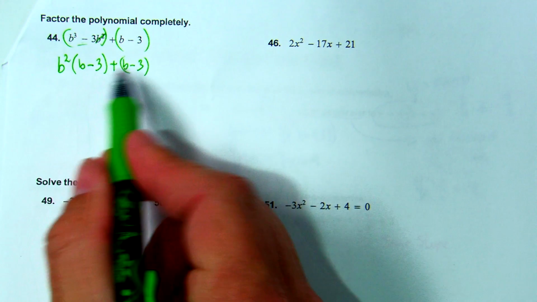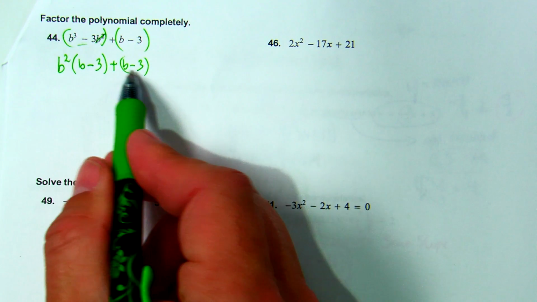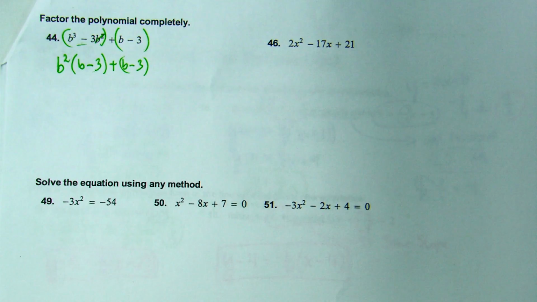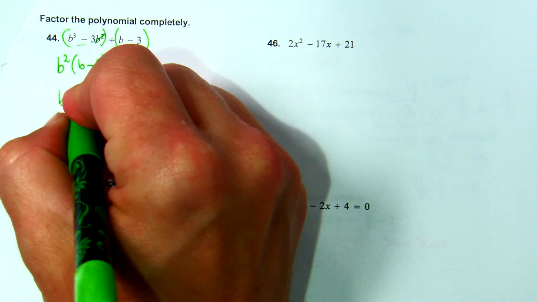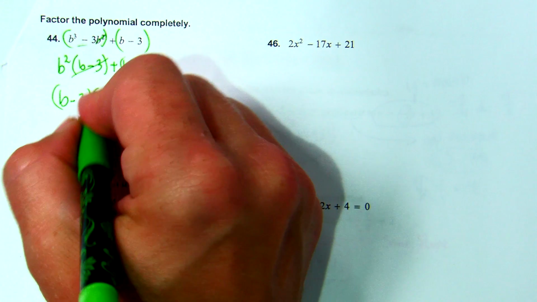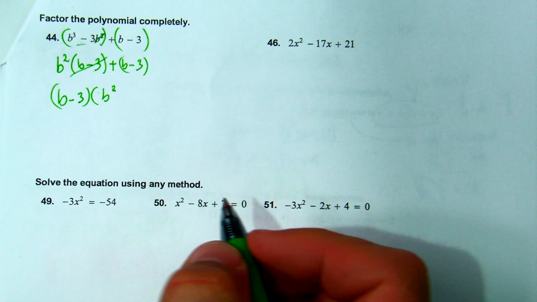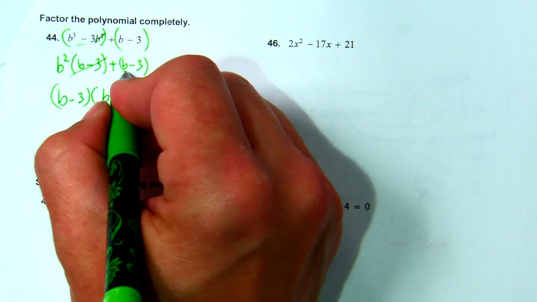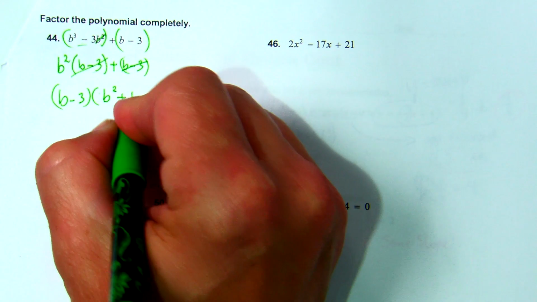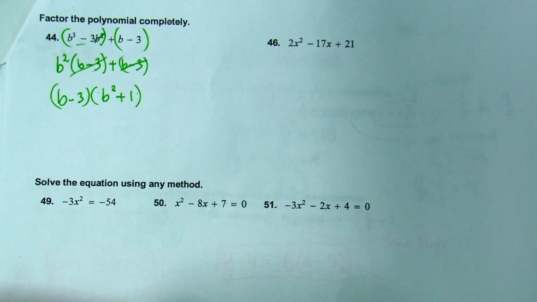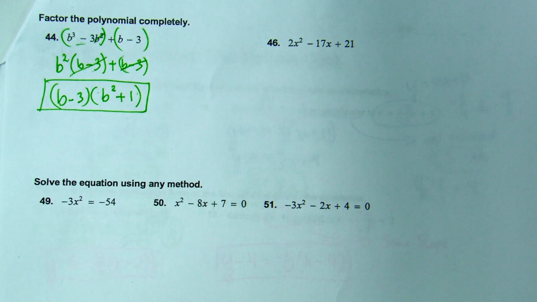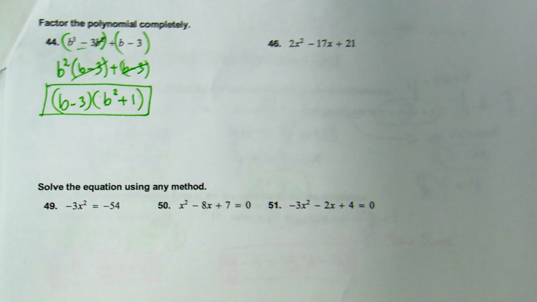Now, among these two terms, I can still factor out a common term, and that is that b minus 3. All right? So we can factor a b minus 3 out. The only thing left there is going to be a b squared. And then, if I take a b minus 3, divide it by itself, what's left is just a 1. So this would be factored completely, b minus 3 times b squared plus 1. And we did that factoring by grouping.